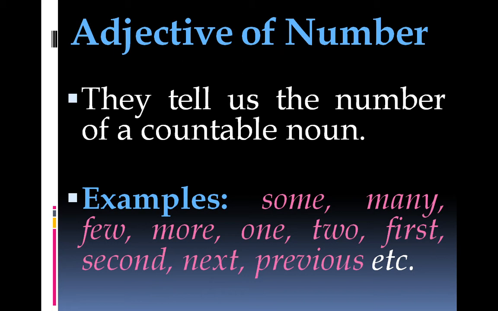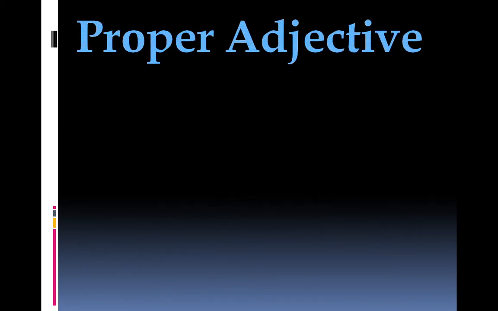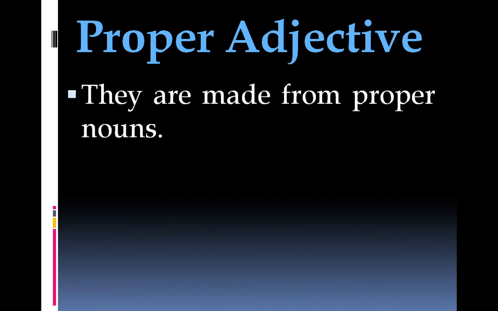All the number terms, 1, 2, 3, 4, they are cardinal numbers, and first, second, third, next, previous, they are ordinal numbers. Whenever they are used with nouns to count them, they are adjectives of number. The next type is proper adjective. They are made out of proper nouns.